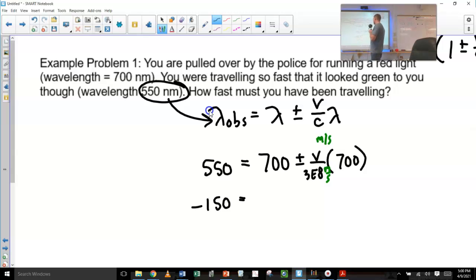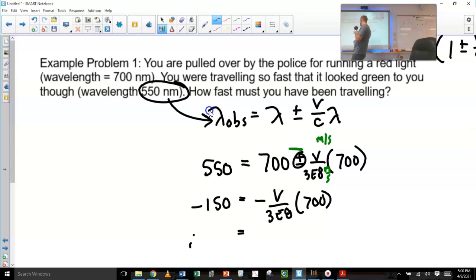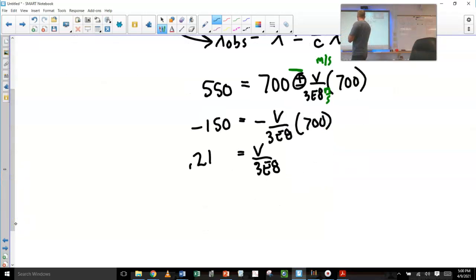Now I want my wavelength to go down, and the only way to make that go down is to choose this to be negative. So this has to be negative when I go to do this problem. So that is going to be negative v over 3e to the 8th times 700. So then I multiply by 700, and I'll divide also by negative 1, and it's like 0.21 equals v over 3e to the 8th. Now, I'll bring the 3e to the 8th over, but I'm just going to leave the 0.21 out front for right now.